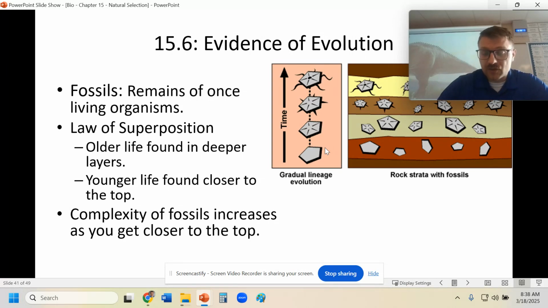So this fossil record is very extensive. Even though we might not have every organism and every species and how it's changed, we see an extensive fossil record in our geological timeline.